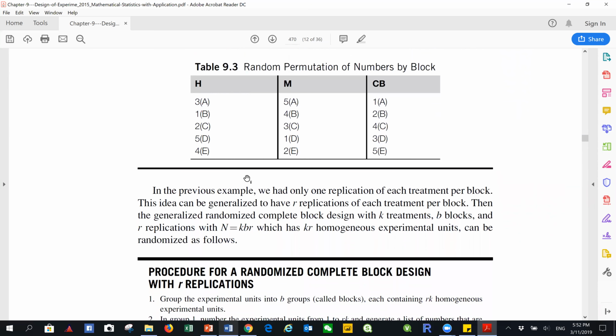Of course, we talked about replication. There may be more than one replication within each treatment, within each block. So the idea can be generalized to have R replications of each treatment per block. Then we generalize the randomized complete block design with K treatments, B blocks, and R replications, with capital N equal to KBR, which has KR homogeneous experimental units per block, and can be randomized as follows.